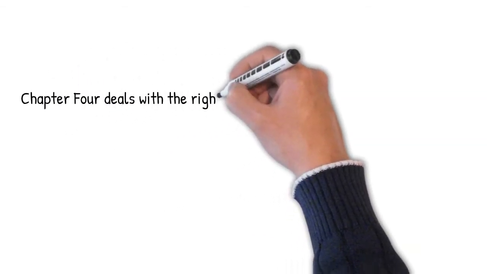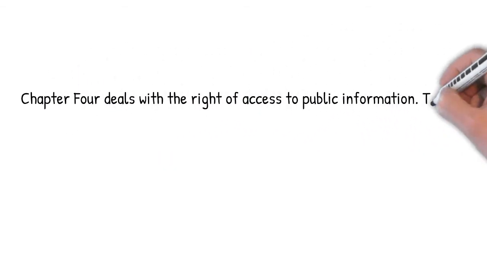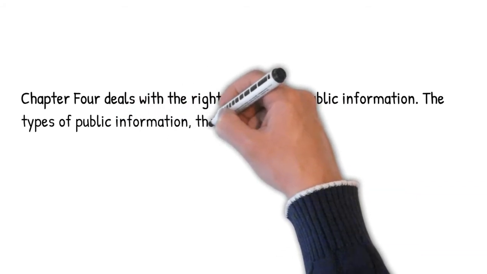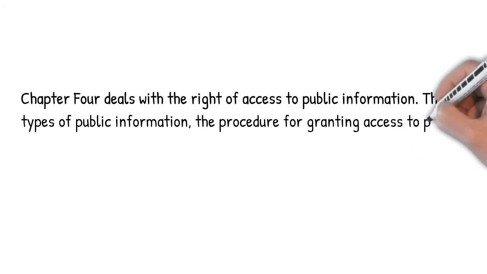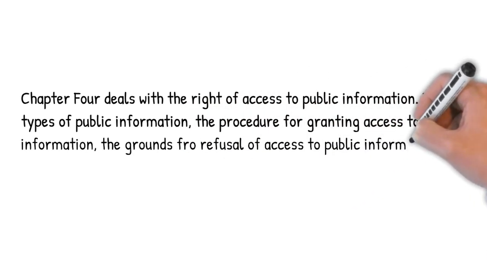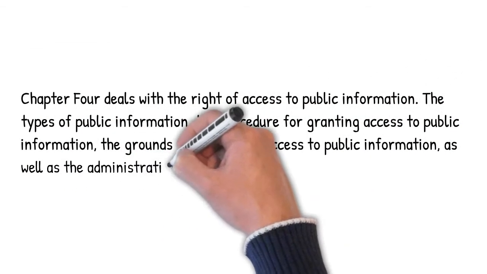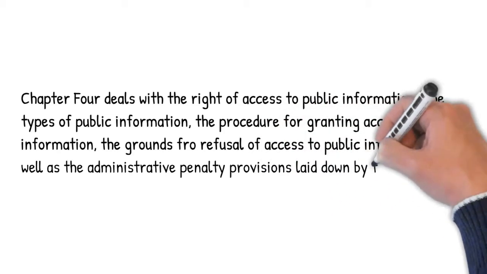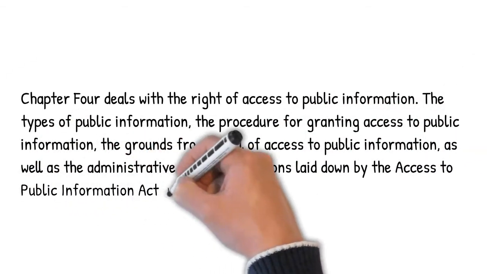Chapter 4 deals with the right of access to public information. The types of public information, the procedure for granting access to public information, the grounds for refusal of access to public information, as well as the administrative penalty provisions laid down by the Access to Public Information Act are examined.